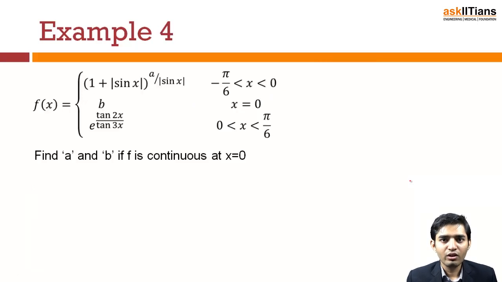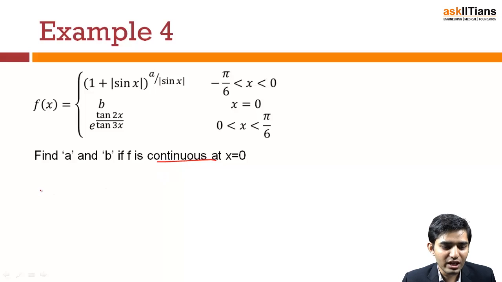Okay, now let's solve the next example. Here f(x) is given. The definition of the function changes at x equal to 0. It is also given to find the values of a and b if f(x) is continuous. Here, the question already mentions that f(x) is continuous at x equal to 0, so f is a continuous function at x equal to 0.